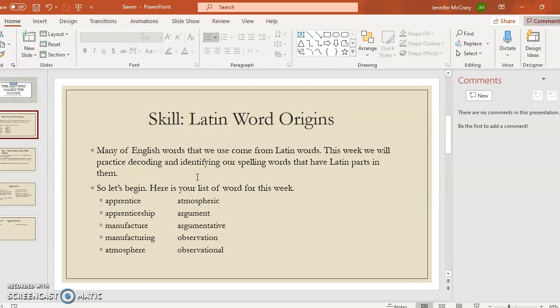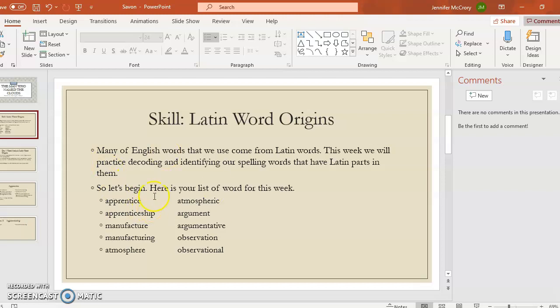This week, we will be practicing decoding and identifying our spelling words that have these Latin parts in them. So you're going to stick with me, you're going to work with me, and guess what? We are going to do a whole lot of learning new things. So exciting. So here we go. Let's begin. Here's your list of words for this week. You know, I always give them to you early on the first day so that I know you're studying them every single day. Knowledge is power. Remember, I told you that.